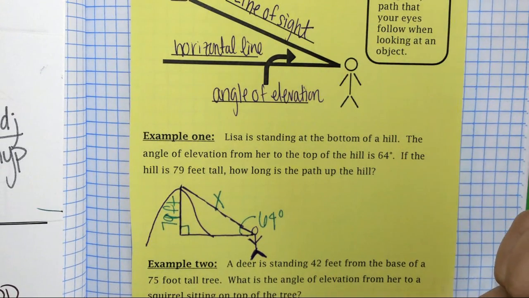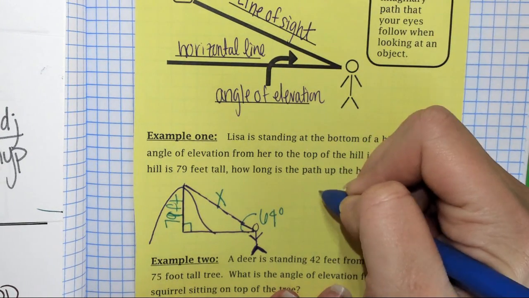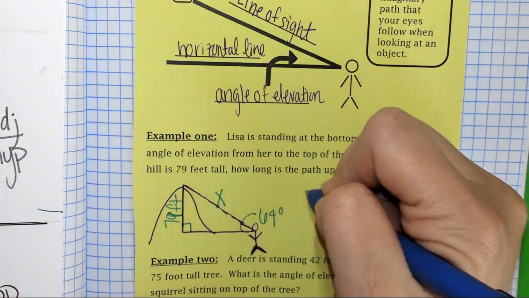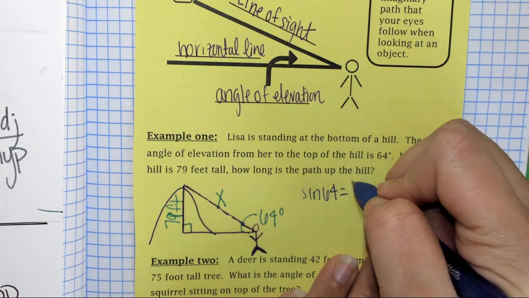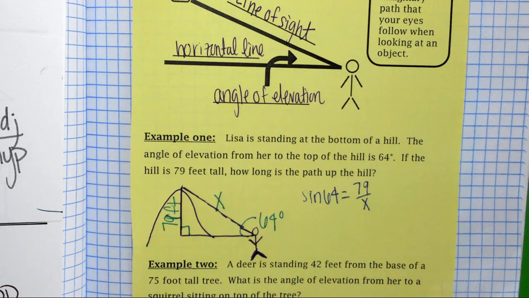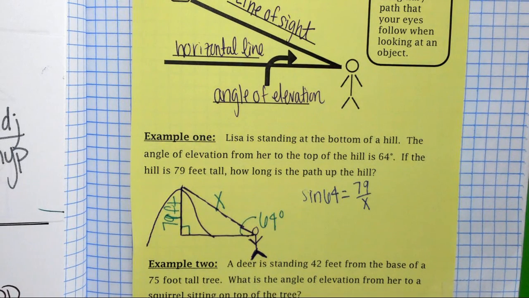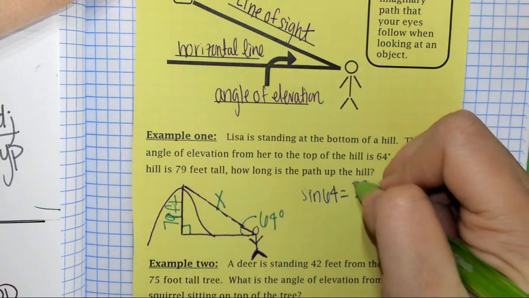Alright, so how would we write that? Travis, talk to me. Alright, so the sine of 64, because you take the sine of your angle, equals 79 divided by x. Does everybody see how we got that? Because sine is opposite divided by hypotenuse, correct? So opposite of 64 is 79 divided by x. Alright, how do I get rid of my fraction?